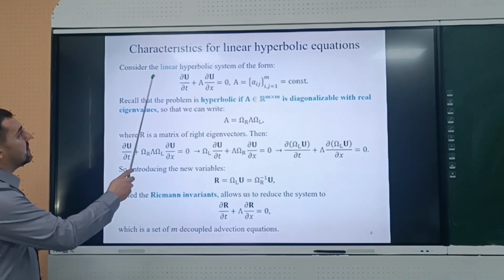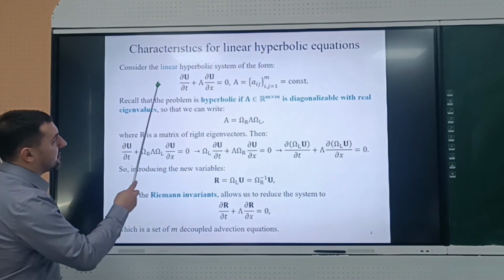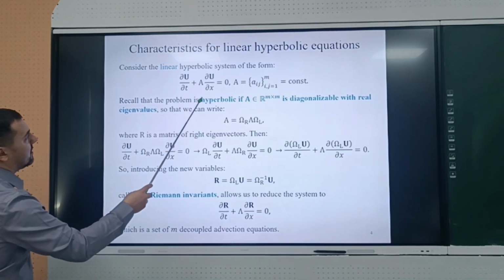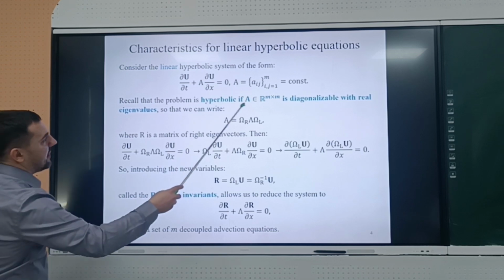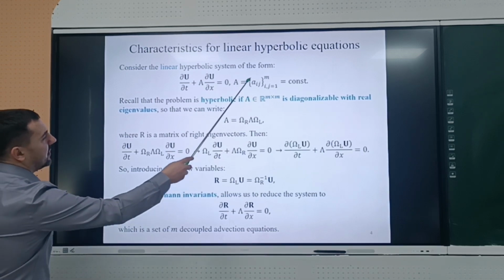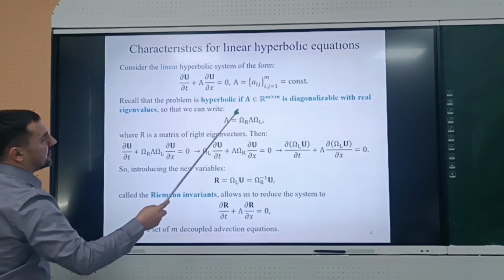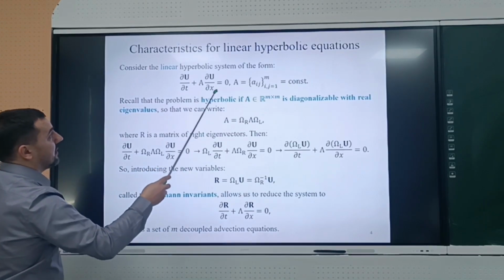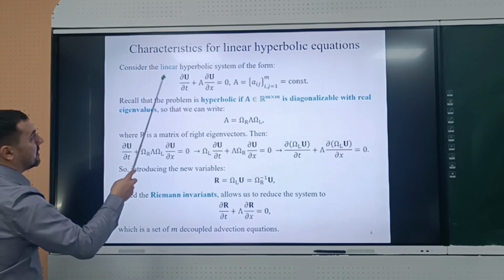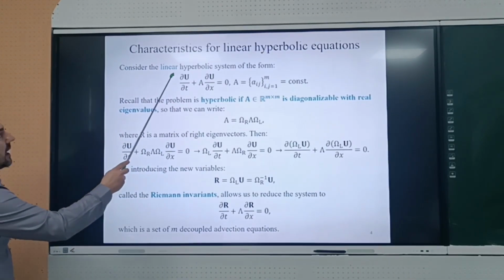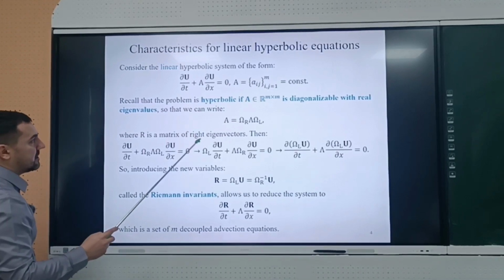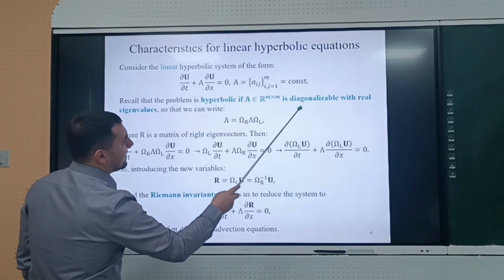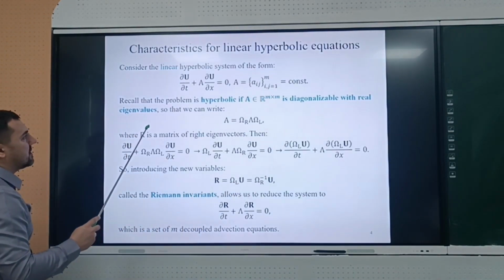Suppose we have a linear hyperbolic system of equations in the following form: ∂u/∂t + A ∂u/∂x = 0, where A is a matrix and all the elements of this matrix are constant, so they do not depend on our solution. Such a system is called a linear system. We believe that it's a hyperbolic system, which means the matrix is diagonalizable with real eigenvalues.